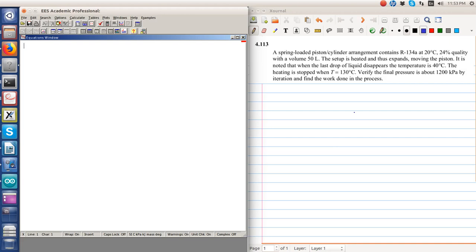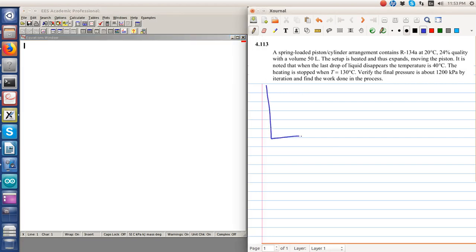Let us consider problem 4.113 of Sontag, in which we have a spring-loaded piston cylinder arrangement like this. It contains R134A, which is a refrigerant. So state 1 is at T1 equal to 20 degrees Celsius and X1 is equal to 0.24. The initial volume is 50 liters.